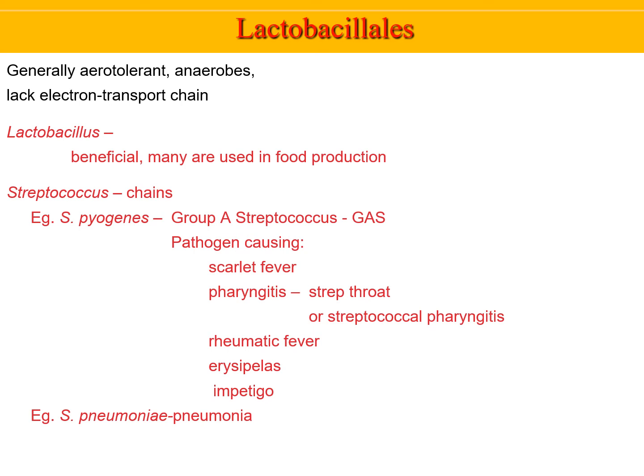Now, there is a genus that is not a pathogen, but it is very commonly used for food production, and so I think you should be aware of it. This bacterial genus is Lactobacillus. There are several different species, all used in food production, and the kinds of foods that are produced using Lactobacillus include cheeses and yogurts and things like that, dairy products that are fermented.